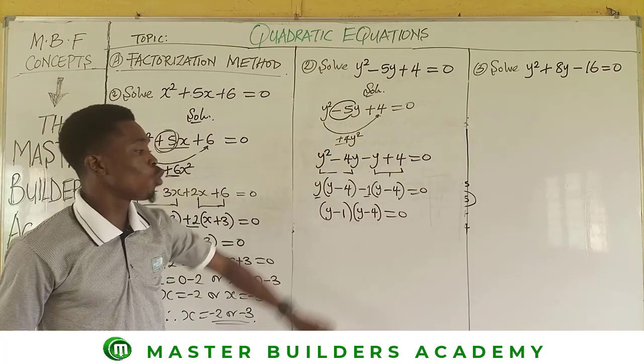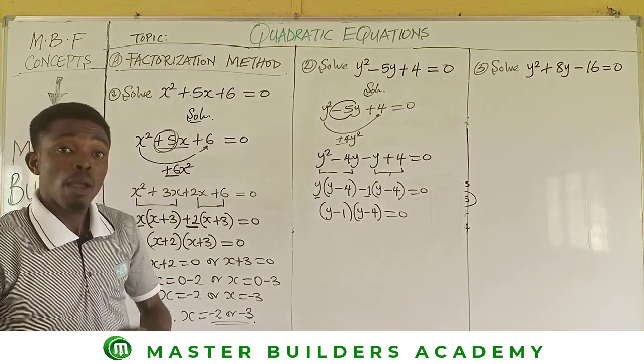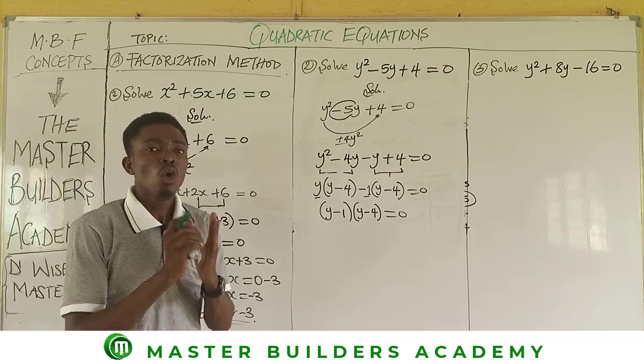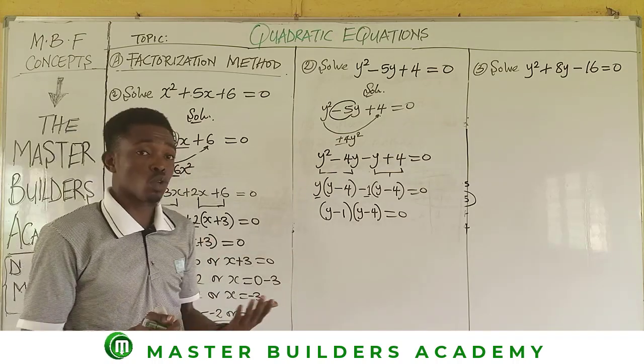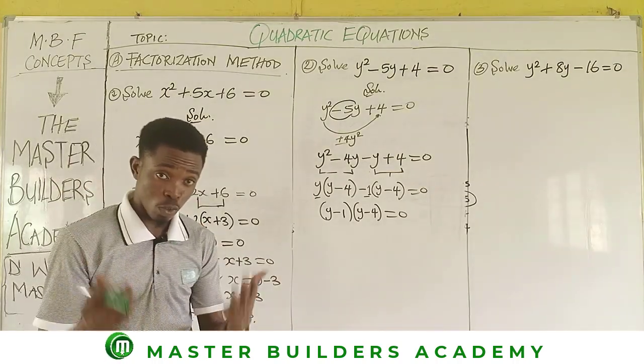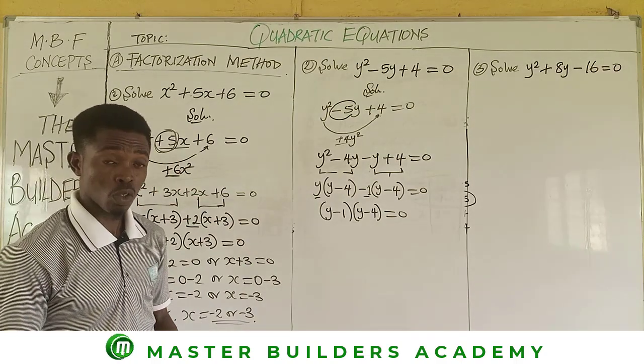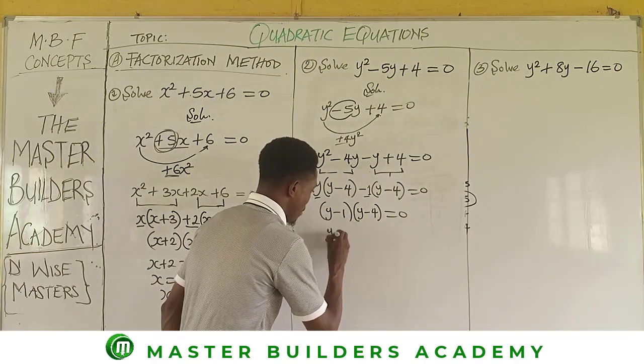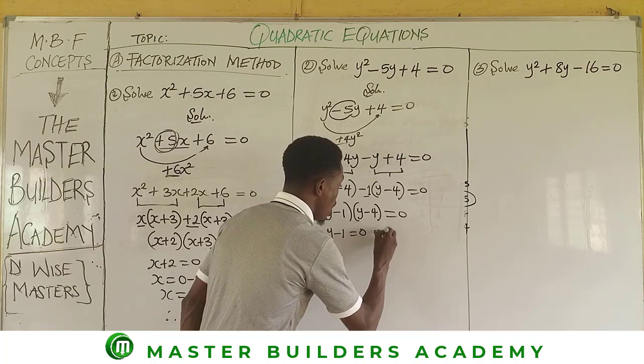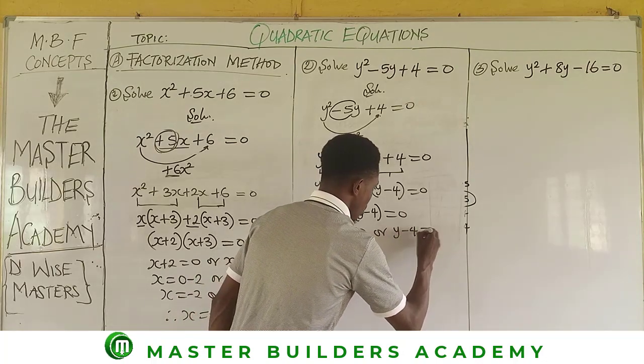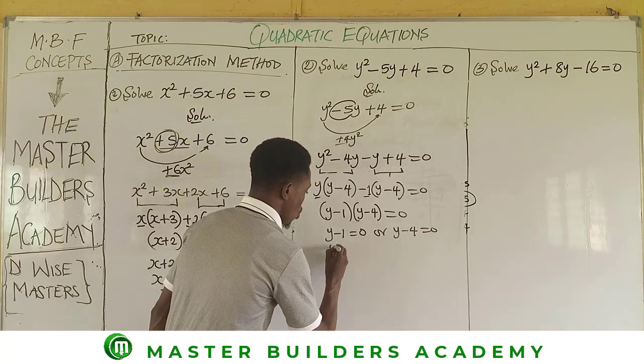For the product of two functions to be 0, one of them must be 0. But because we do not know exactly the one that is equal to 0, we assume either the first is equal to 0 or the second is equal to 0. Therefore, we are going to have y minus 1 is equal to 0 or y minus 4 is equal to 0. Therefore, we are going to collect like terms.